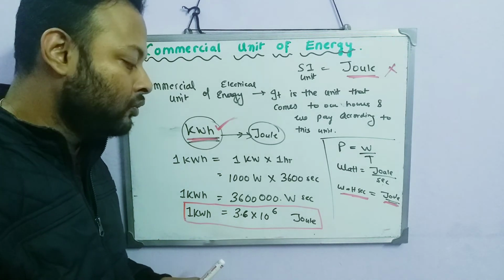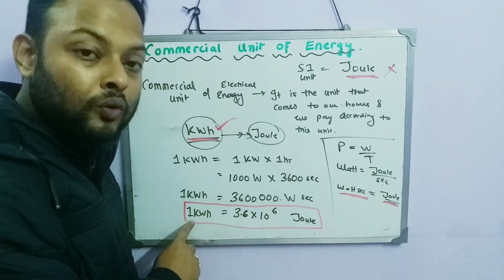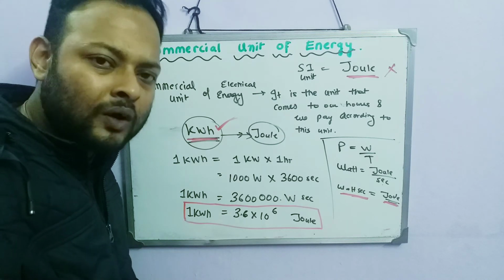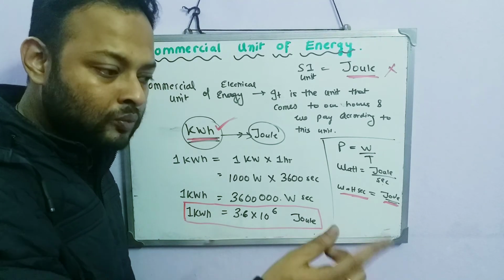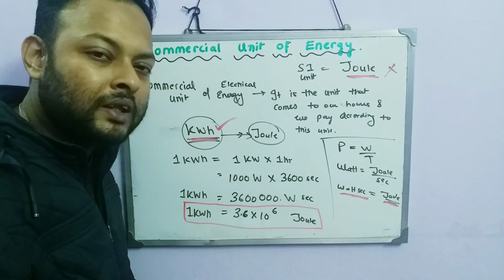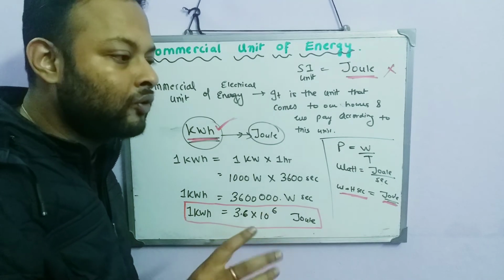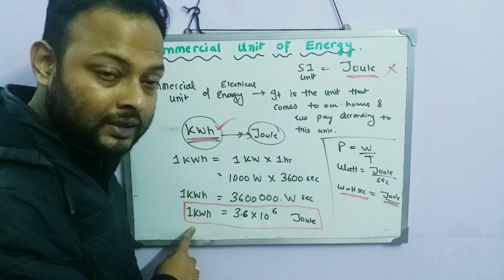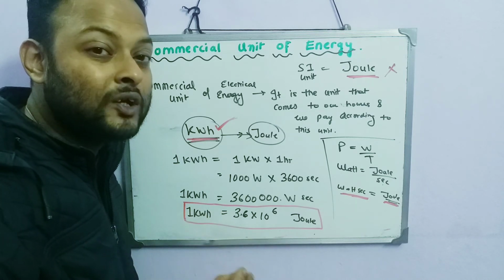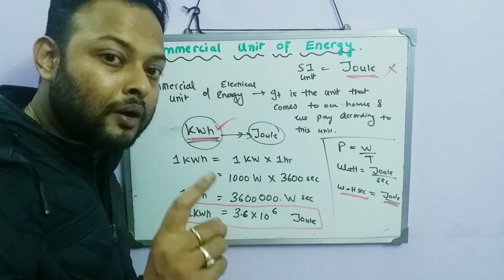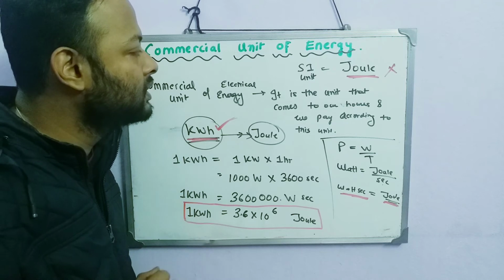Meaning, if you consume 3.6 into 10 to the power of 6 joule, then you are consuming 1 kilowatt hour. And right now, according to say West Bengal, for 1 kilowatt hour of energy you have to pay near about 9 rupees. So suppose in a total day you consume 10 kilowatt hour of energy, it becomes 10 into 9, 90 rupees. So you are paying 90 rupees of electricity bill per day. Okay, so let's do one or two numericals related to this concept.